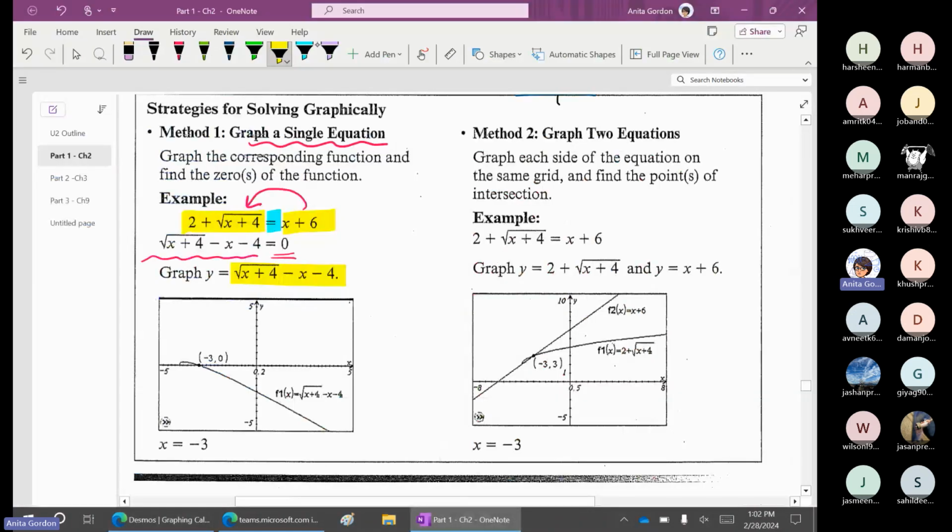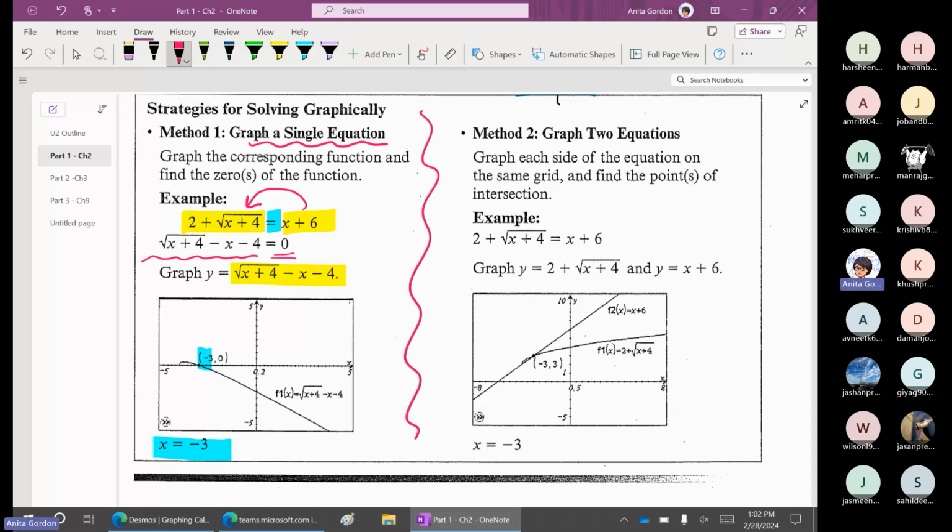I've included a picture here as well. All right, so my solution is that the value -3 is going to give me a y value of 0. Method 1 requires a little bit of math because you have to take stuff from the left and move it over to the right or vice versa.